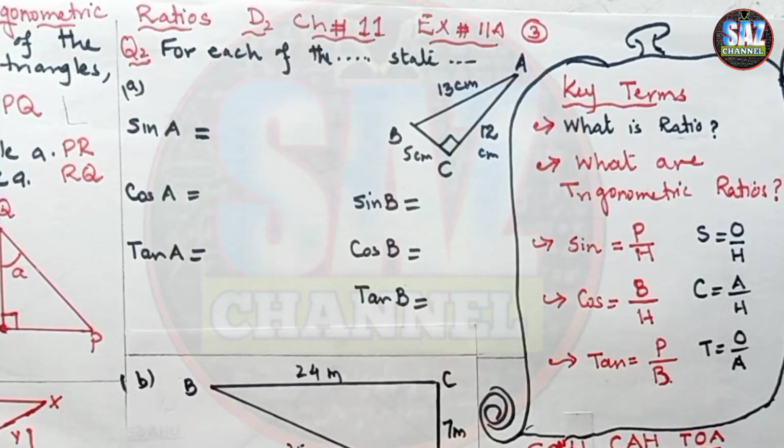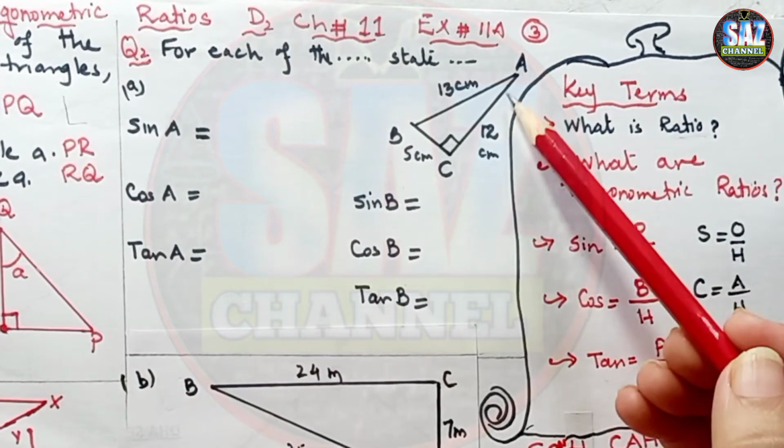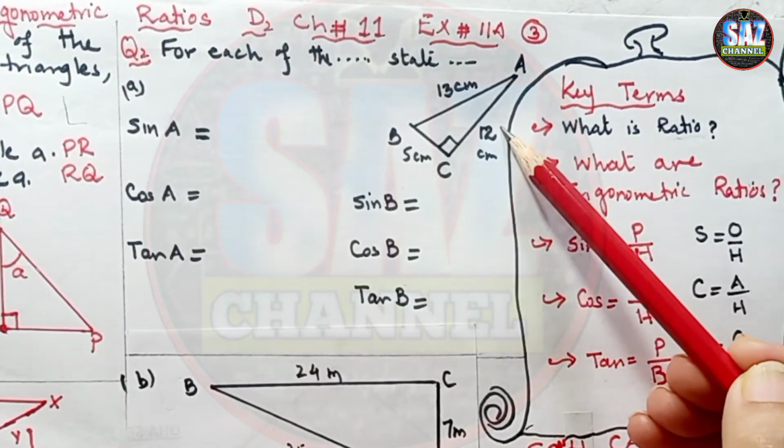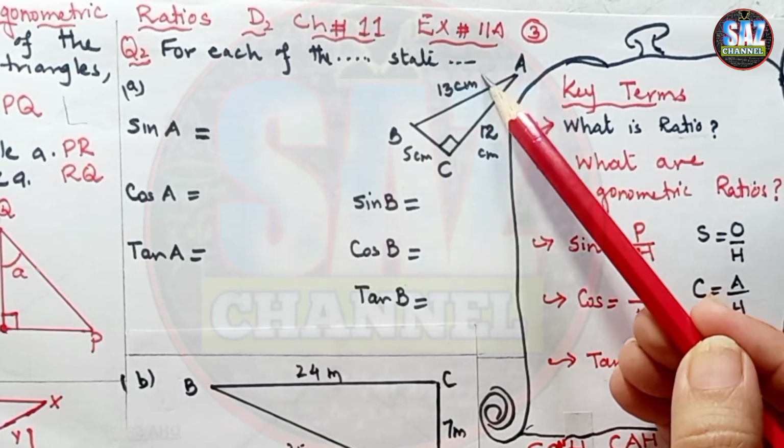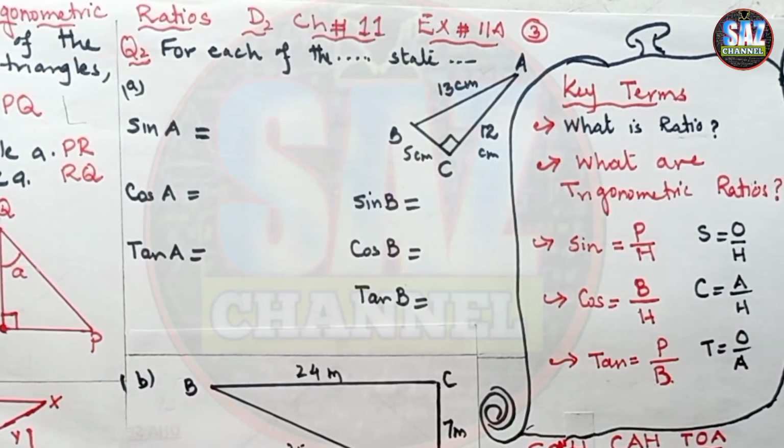Now let's move to the solution of this question and let's try to understand this. But before that, let me see that side AC is 12, side BC is 5 centimeters, and side AB is 13 centimeters. It's really good to compare your question before moving to the solution. If there is any problem or mistake, you can correct it in the beginning.